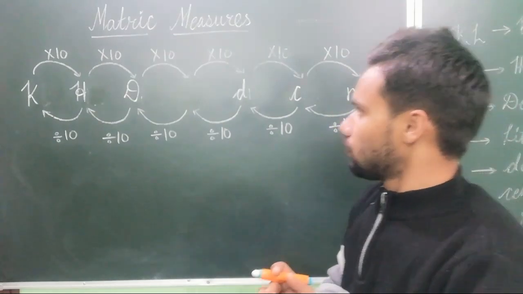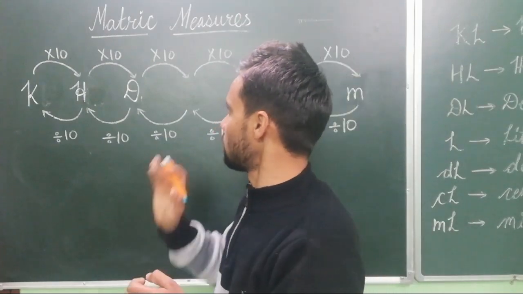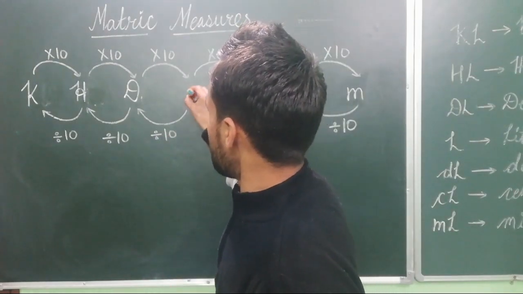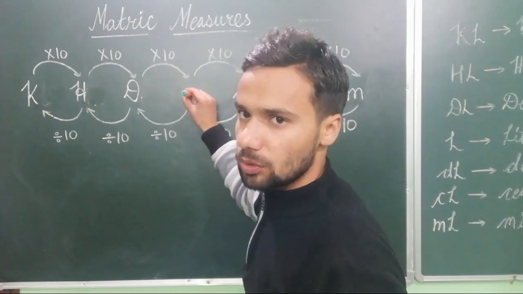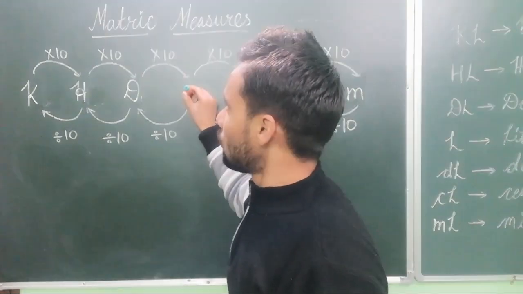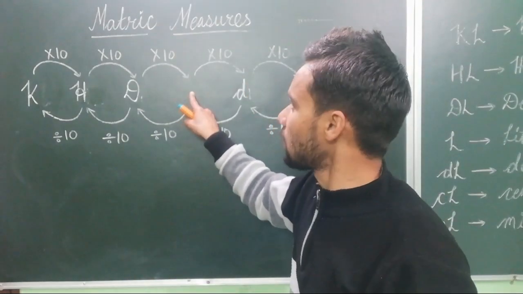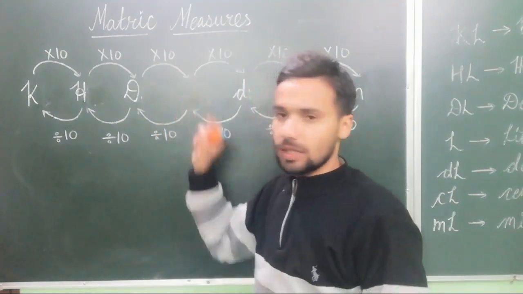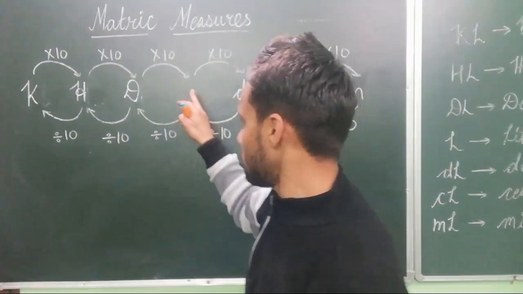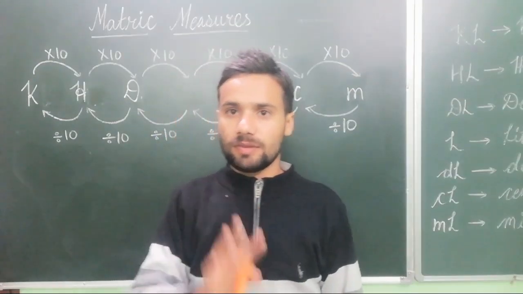So what is the question? How to remember all these things? Look at this. Dear student, if you assume this is your center, and you want to write the units of length, what do you write at the center? Yes, the unit of length is meter. So you can write here meter. Clear?